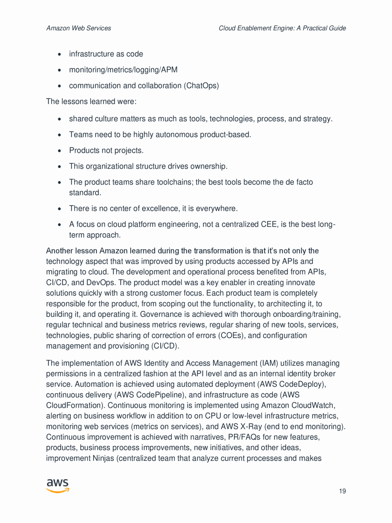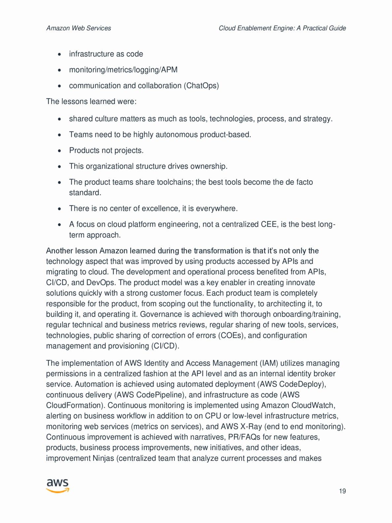Another lesson Amazon learned during the transformation is that it's not only the technology aspect that was improved by using products accessed by APIs and migrating to cloud. The development and operational process benefited from APIs, CI/CD, and DevOps. The product model was a key enabler in creating innovative solutions quickly with a strong customer focus. Each product team is completely responsible for the product, from scoping out the functionality, to architecting it, to building it, and operating it.